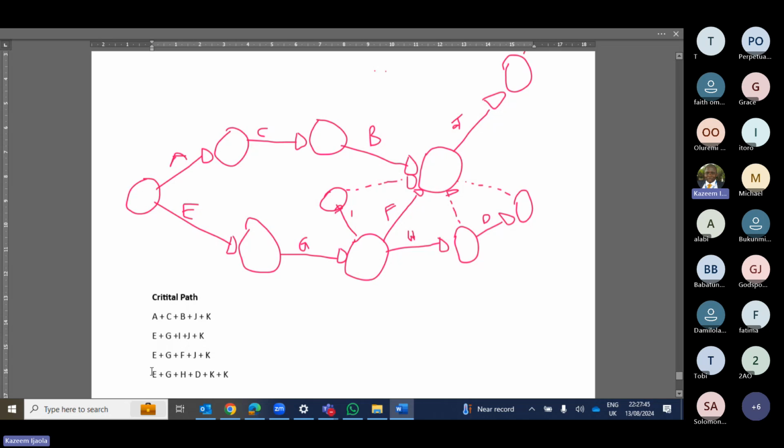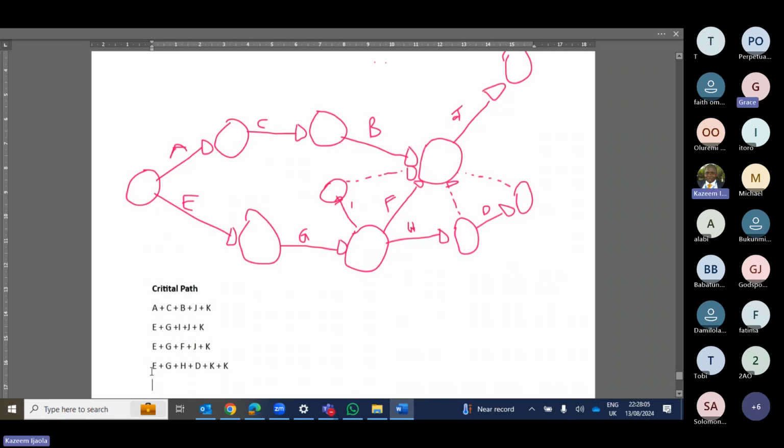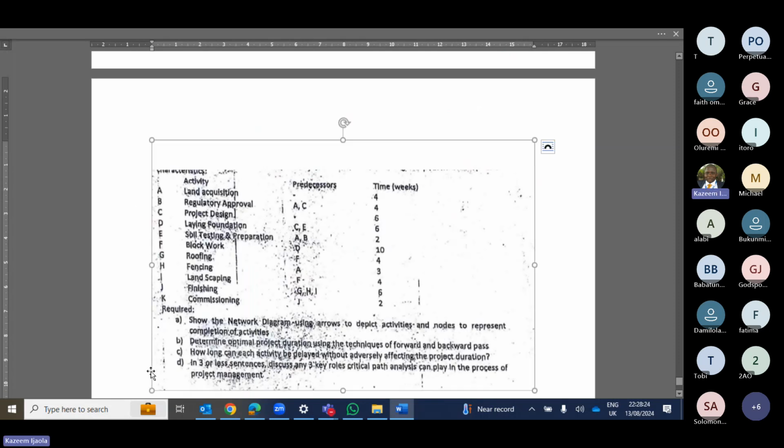Can anybody identify more? 1, 2, 3, 4. It's 4 now. Which one is the 5th one? Tell me. It's E plus H plus J plus K. E plus G plus H plus J. Plus H, J, then K. Plus J plus K. That's 5.